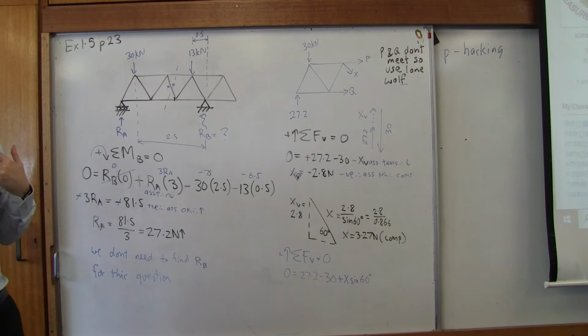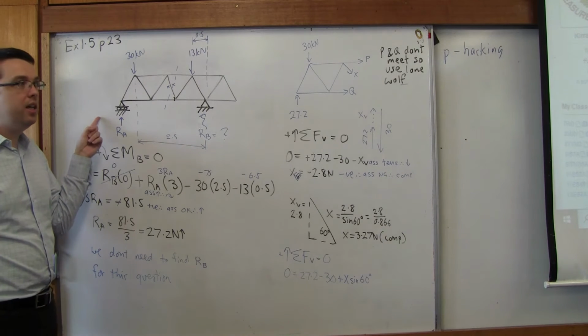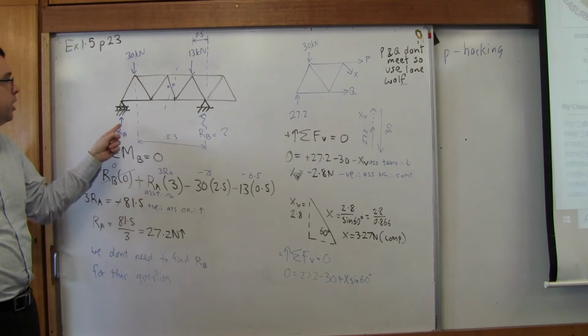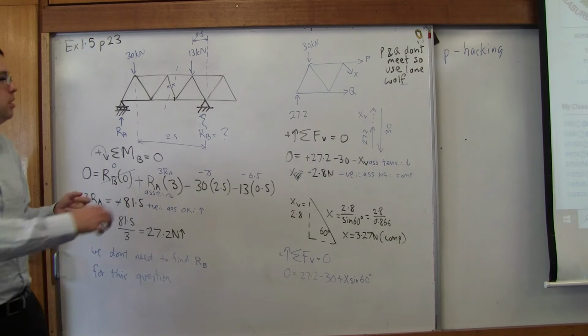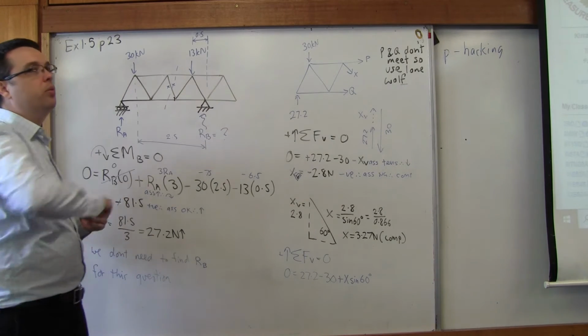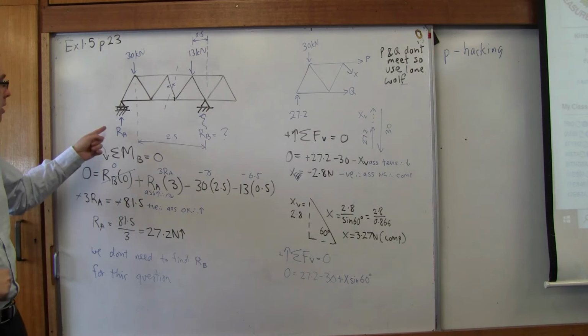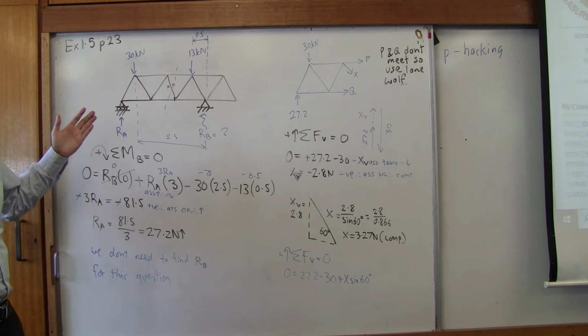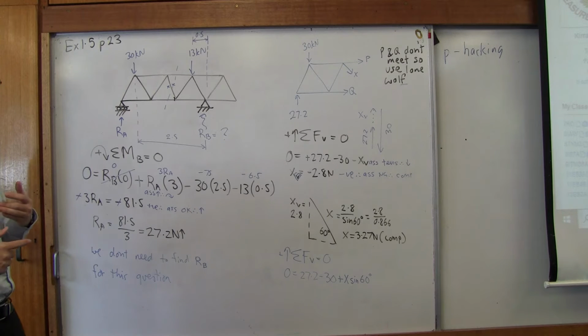Well, I made an assumption at the start. The book did not explicitly say that this reaction A was going up. In some cases, especially with cantilevers, we can have reactions going down. So in this case, it was not a given that RA was up. We made an assumption. That assumption proved to be correct.